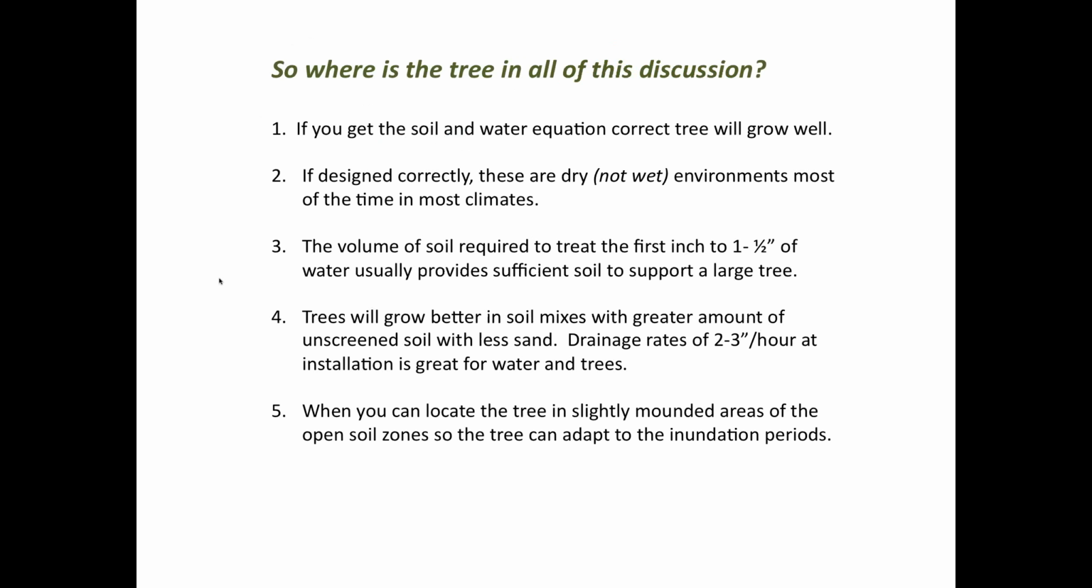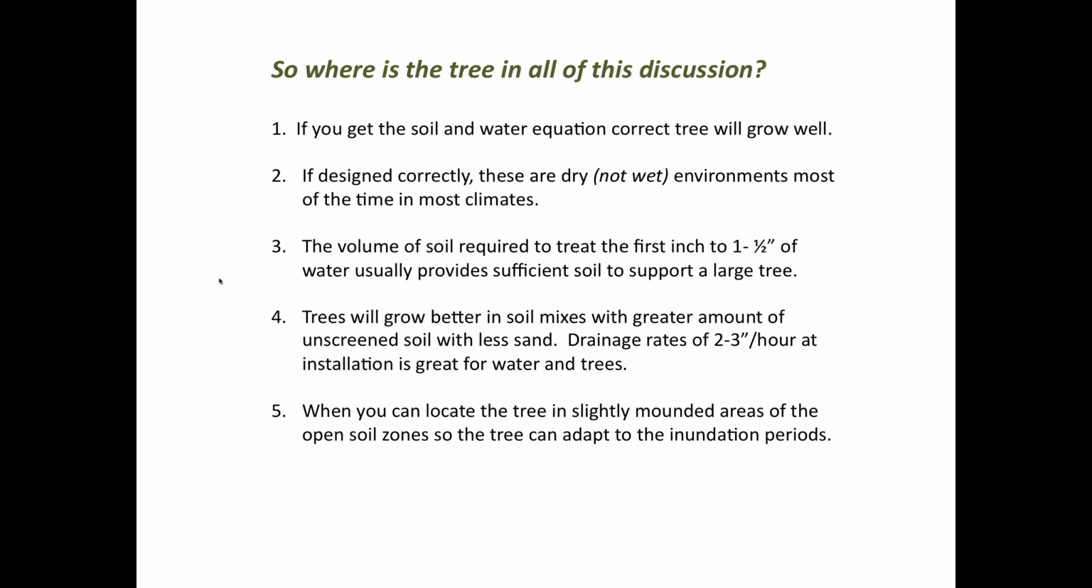Basically, if you get the design of this thing correct, the tree is going to grow well. If these systems are designed correctly, they're actually dry environments, not wet. So we don't need to use trees like red maples and bald cypress. We really want to be using good drought tolerant trees, because these soils are usually more droughty than they are wet.